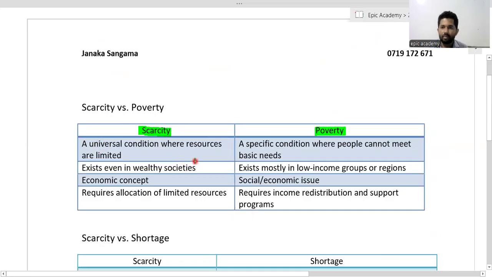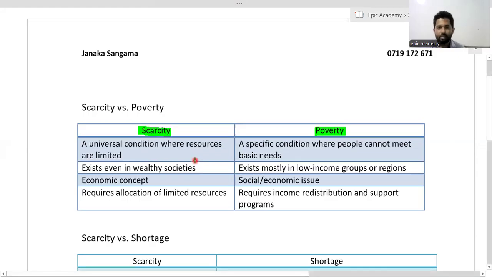Scarcity is a universal condition. That means no one can escape from it, and everyone has to face it. It is a universal condition where resources are limited. Which country can escape from that? No one can escape. Even the owner of the Tesla company, Elon Musk, also faced that scarcity, isn't it? Yes. So there's nothing to discuss about ourselves, compared to that man.